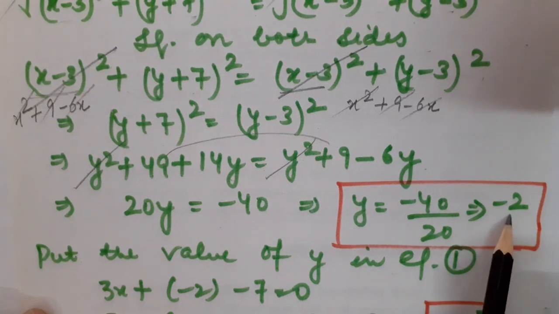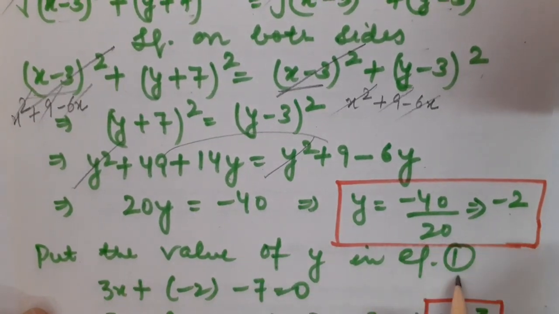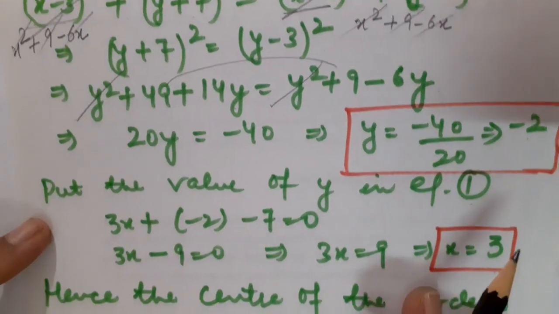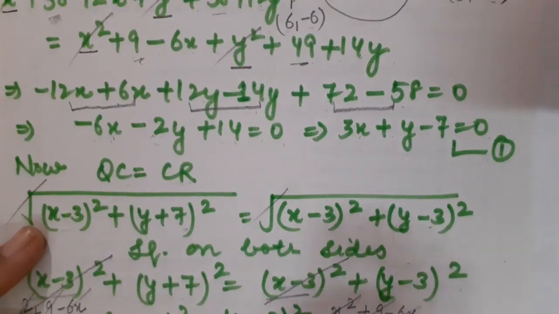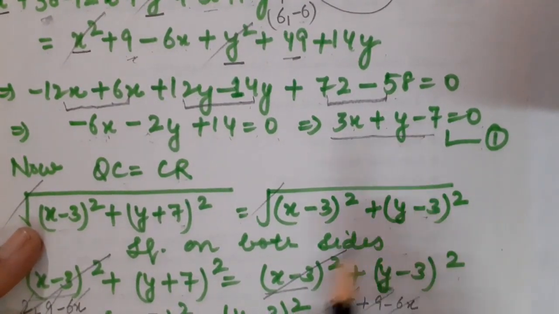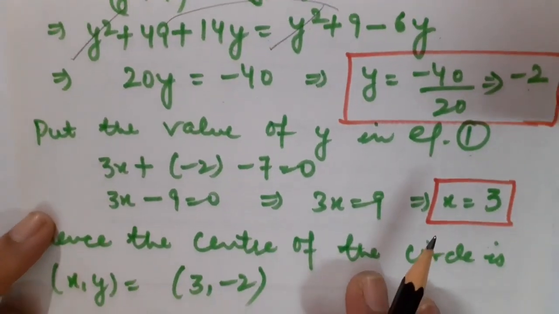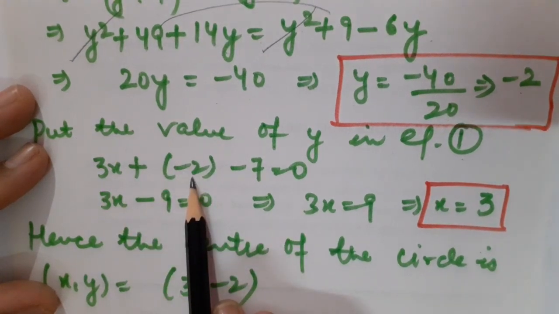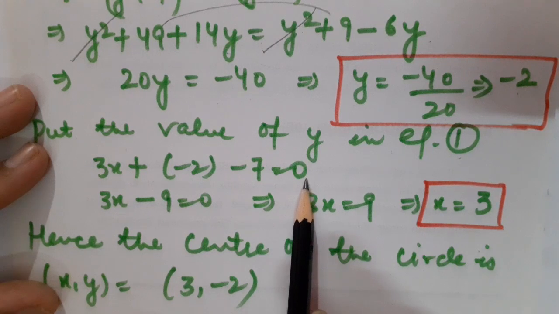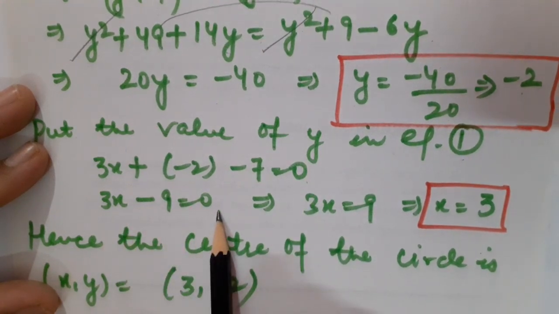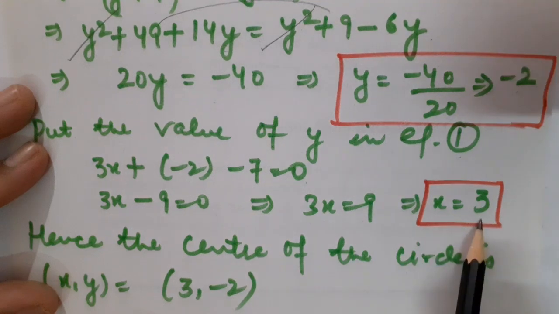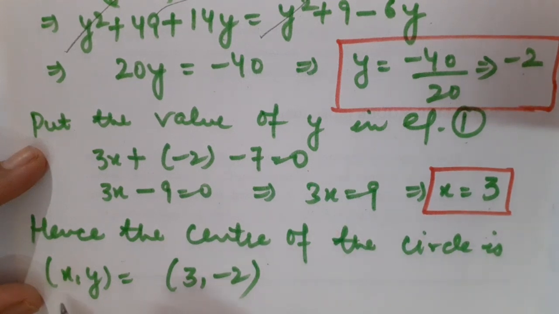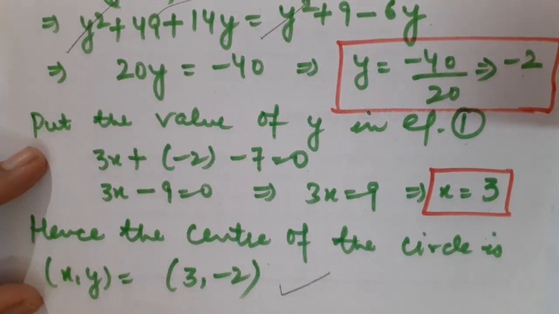That is minus 2. Put the value of y in equation number 1, because we will have to calculate the coordinates of the center point, which were x and y. So what was equation number 1? Children, here is equation number 1: 3x plus y minus 7 is equal to 0. So I am putting the value of y. This is 3x plus, in place of y I am writing minus 2, minus 7 is equal to 0. It would become 3x minus 9 is equal to 0. So 3x is equal to 9, means x is equal to 3. So thus the center of the circle is x comma y, that is 3 comma minus 2.